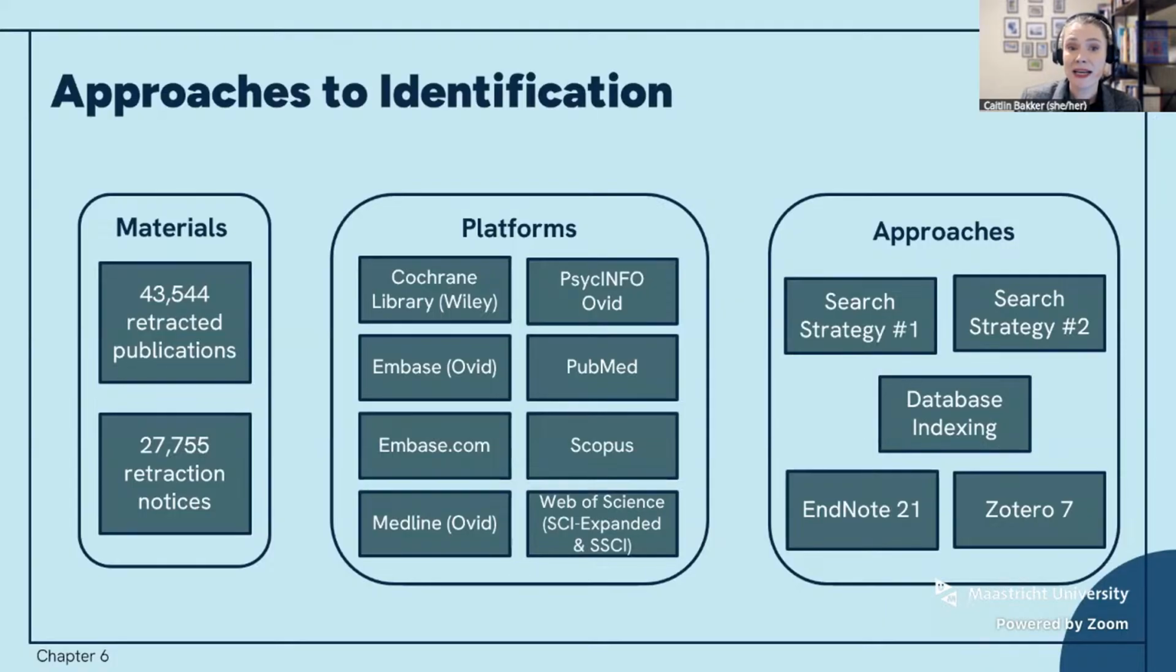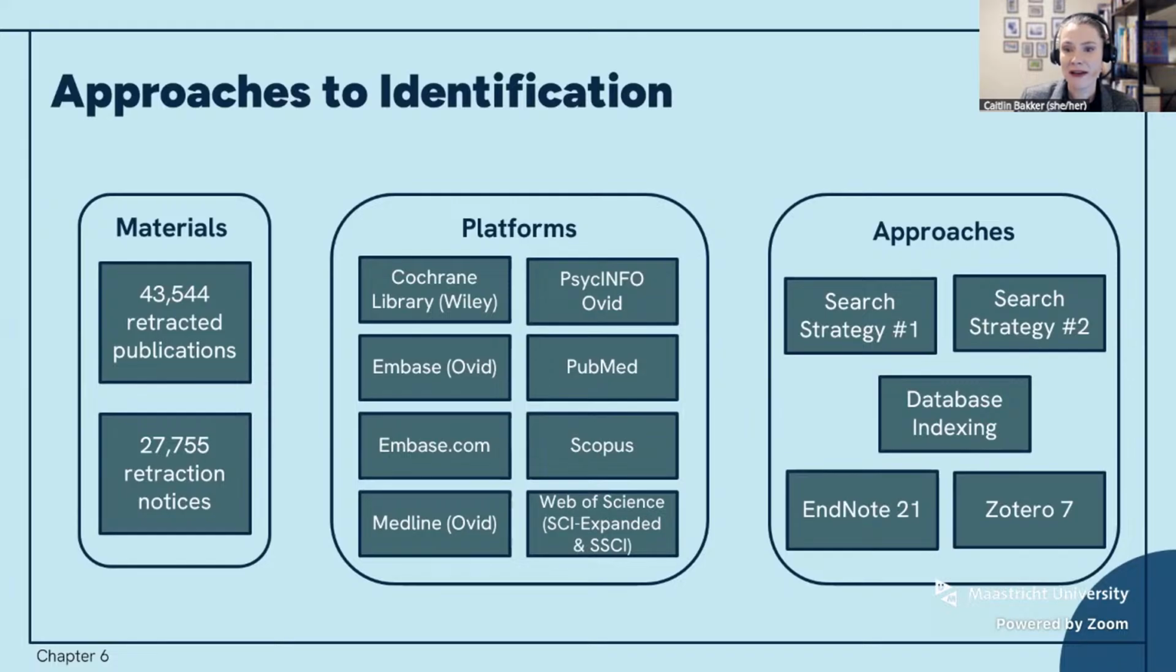So we want to validate some existing approaches to identifying retracted publications in the evidence synthesis process. To do this, we identified over 43,500 retracted publications and over 27,700 of their retraction notices using the Retraction Watch database. We then looked at 8 different platforms, which were identified with the help of our advisory committee of researchers and librarians. And we looked at how many of these items could possibly be found in each platform.